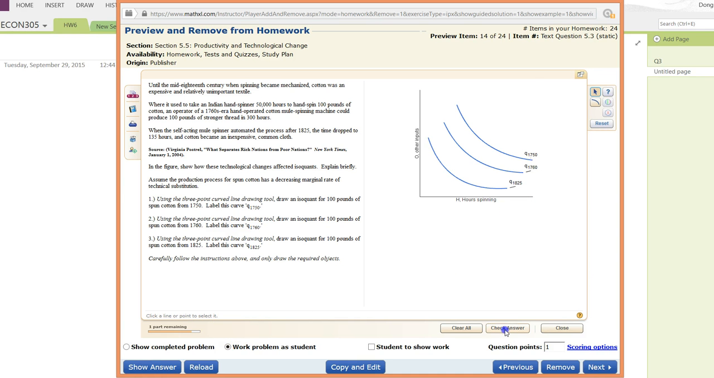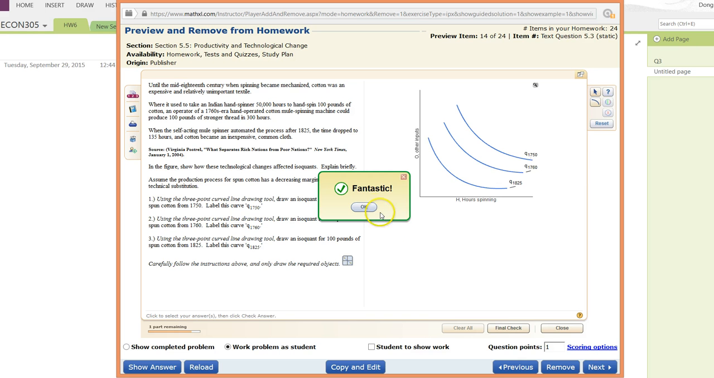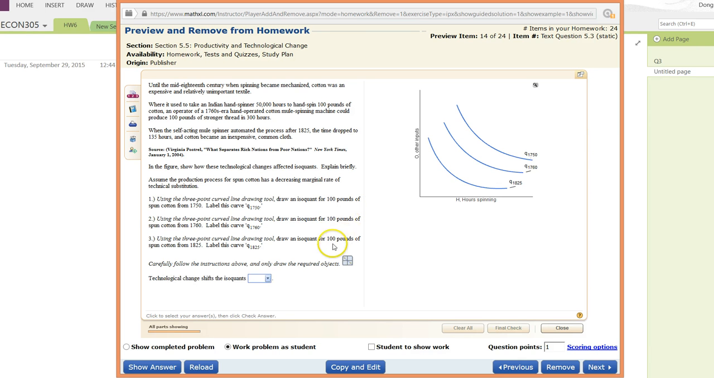So let's check our answer now. Fantastic. I guess this question is, oh, it's not done yet. Carefully follow the instruction above, and technological change shifts the isoquants. We have basically two options, outward and inward. I think we have already explained it should be shifting inward. Final check. So nice work.